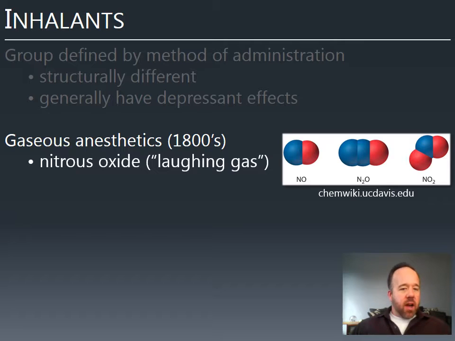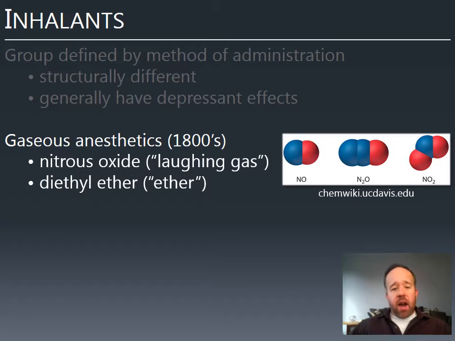Anyway, so nitrous oxide was one of the first gaseous anesthetics, but it takes a lot to induce unconsciousness, and that's dangerous. And so it was not a very effective anesthetic for long surgeries. You also have diethyl ether, which is often just referred to as ether. And this was another common anesthetic.